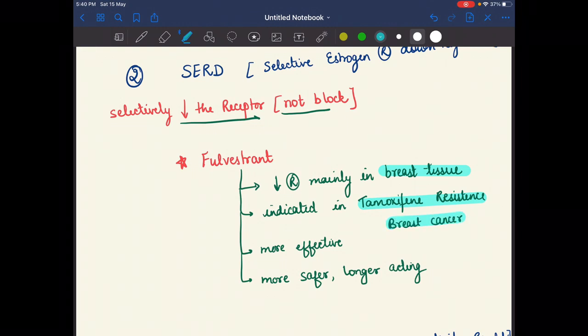Basically, if the receptors are too many, tamoxifen is unable to block all the receptors. So we want to reduce the receptors. In those conditions we give fulvestrant. It is indicated in tamoxifen resistance breast cancer, and it is more effective, safer and a longer acting drug.